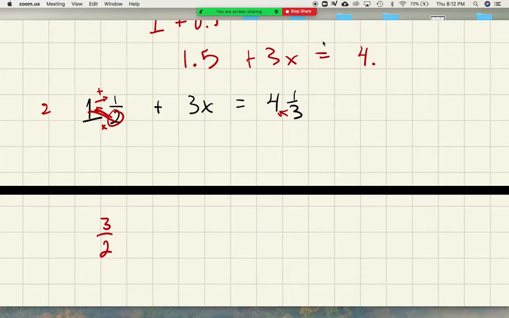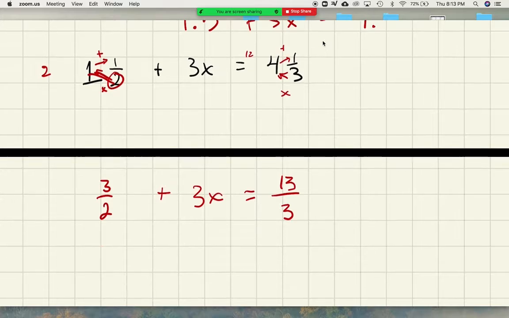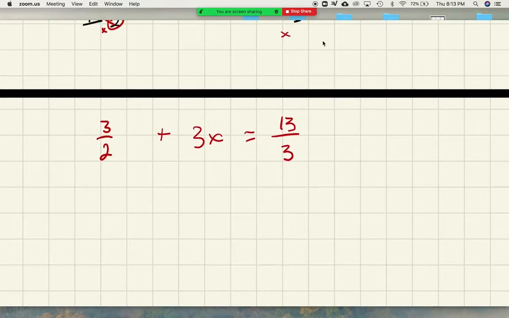And then you do the same thing over here. Multiply and add. So this would be 3 times 4 is 12, and then plus 1 is 13. So this would be 13. You keep the bottom number. And then 3x plus. And then subtract this 3 over 2, minus 3 over 2, because it's the farthest away from the x. And so you've got 3x equals 13 over 3 minus 3 over 2.